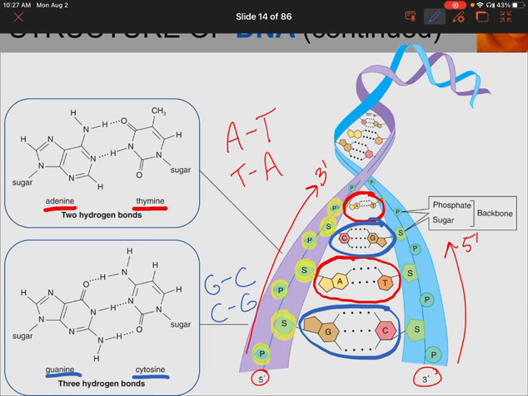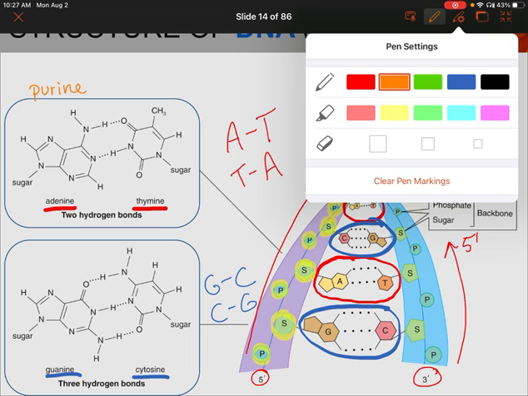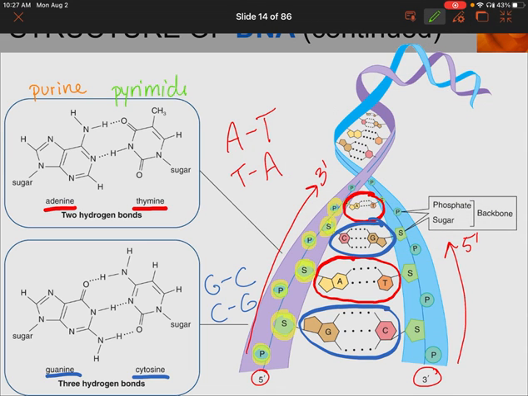Also notice adenine is a purine. It has that 6-membered ring bonded to a 5-membered ring. And then thymine is a pyrimidine. And the same goes for guanine and cytosine. So guanine is a purine. Cytosine is a pyrimidine. So purines can only bond to pyrimidines and vice versa. But adenine, which is a purine, can only bond to the pyrimidine thymine in DNA. And the purine guanine can only bond to the pyrimidine cytosine in DNA.